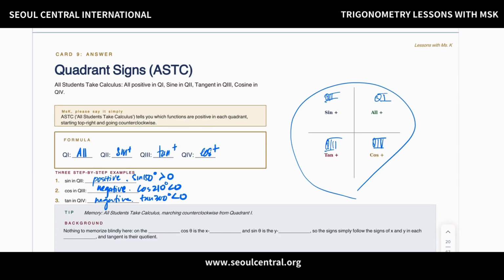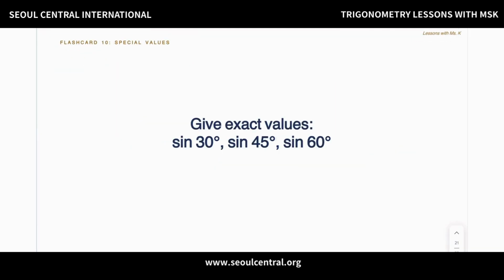And then let's look at the bottom here, some background. There's nothing really to memorize blindly here. On the unit circle, cosine theta is the x coordinate, and sine theta is the y coordinate. So the signs simply follow the signs of x and y in each quadrant. And tangent is their quotient. Are we good with this?